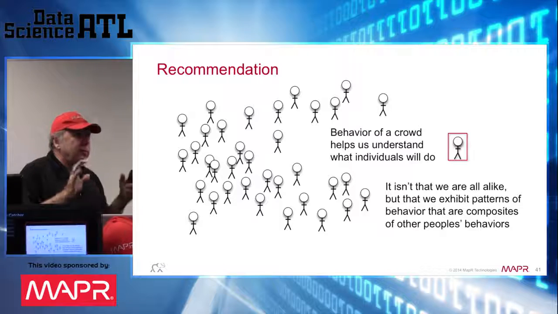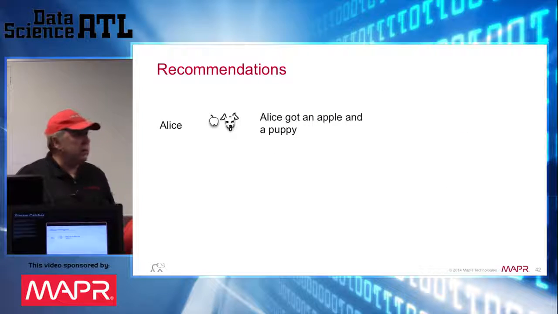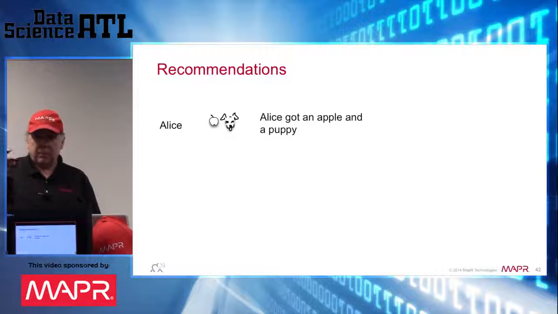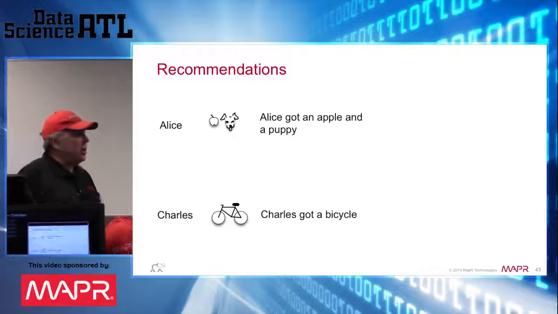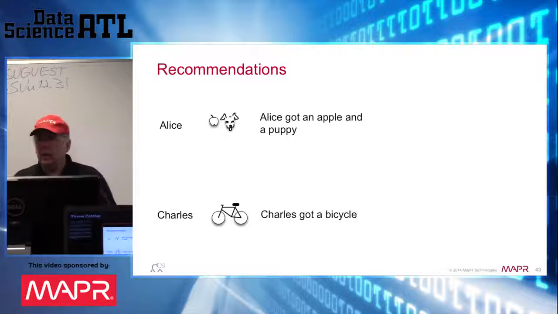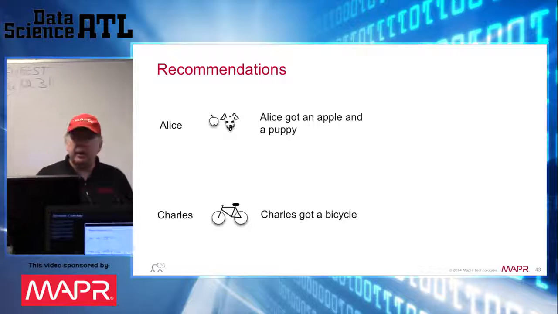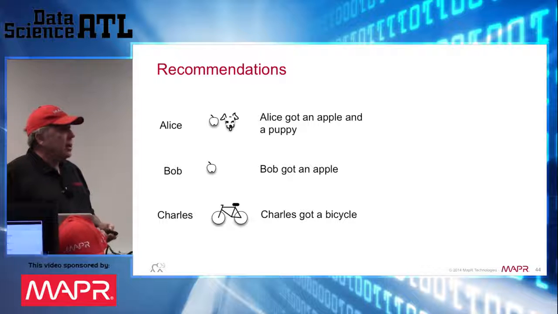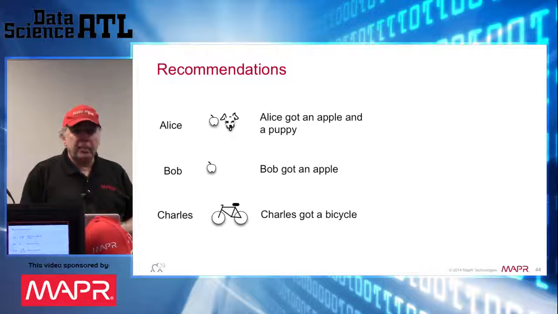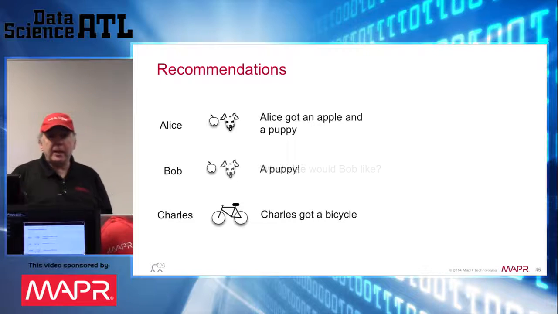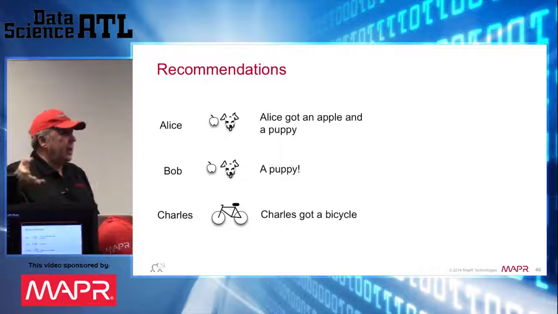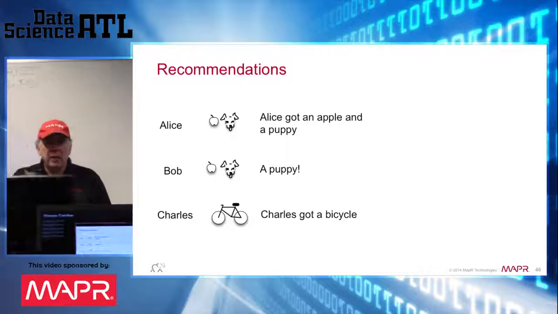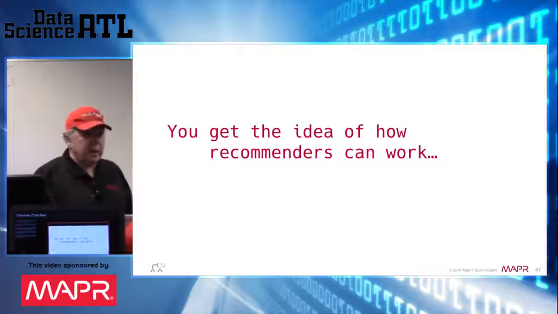Now, the way we're going to do that is a very simple technique. We can do it in cartoons. Alice has an apple and a puppy. Okay, data point 1. Data point 2, Charles has a bicycle. This will be big data soon, I promise. It's not big data yet. Bob walks in and he's got an apple. Okay, what do we think he ought to have beyond the apple? Of course, a puppy, right? Because Alice got an apple and then a puppy. Therefore, we're going to work from this huge data set that we have and give Bob a puppy too. That's the basic idea, co-occurrence.